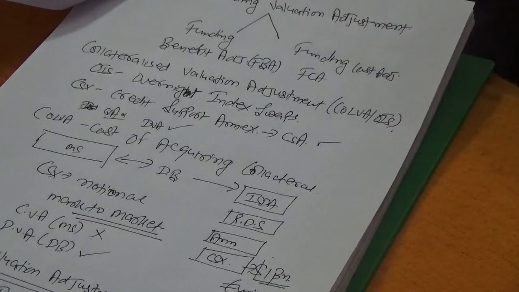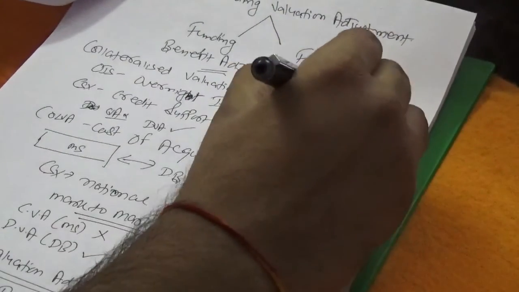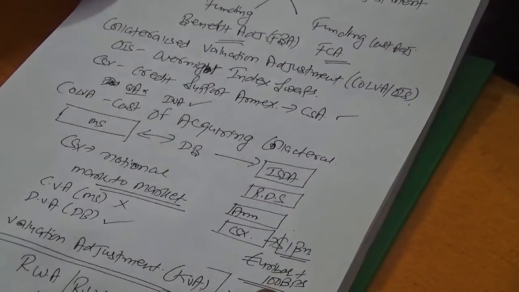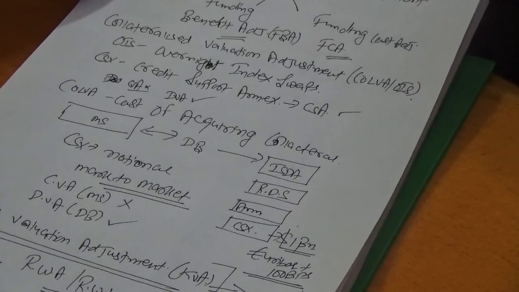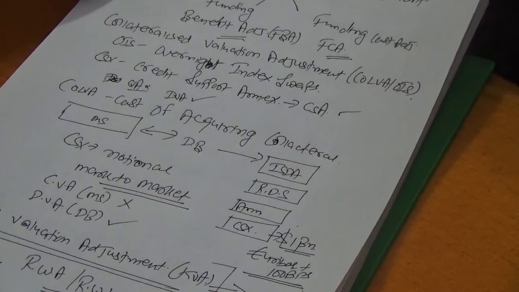Funding valuation adjustment would further be divided into two parts. One is FBA, funding benefit adjustment. One is FCA, funding cost adjustment. Like you can see it here. Then you have COLVA, which is collateralized valuation adjustment, and which is linked with OIS. OIS refers to overnight index swap. Just in one shot, OIS means hedging of local currency asset or liability in local currency book.